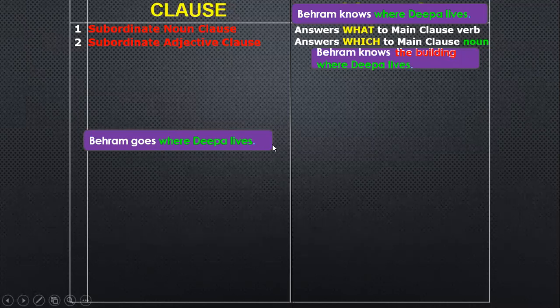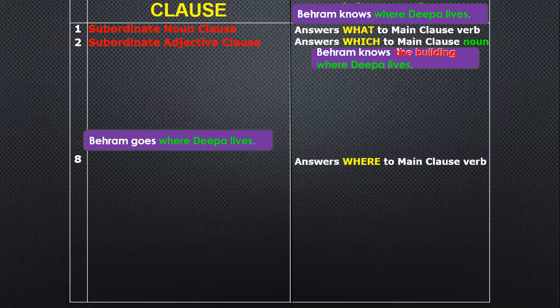Moving on with the next one. Behram goes where Deepa lives. Now in this case, once again, I have highlighted the subordinate clause, that is open the bracket at the subordinating clause and close the bracket at the end. That's how we get where Deepa lives, and the remaining part, that is Behram goes, is the main clause. You are supposed to ask a question now, that is where. But wait, I am not asking question where because I have where as a conjunction in the list. I am asking because none of the questions are working here.